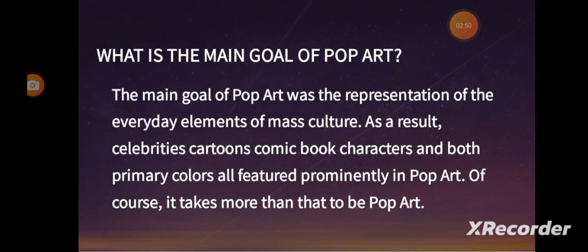What is the main goal of pop art? The main goal of pop art was the representation of the everyday elements of mass culture. As a result, celebrities, cartoons, comic book characters, and bold primary colors all featured prominently in pop art. Of course, it takes more than that to be pop art.